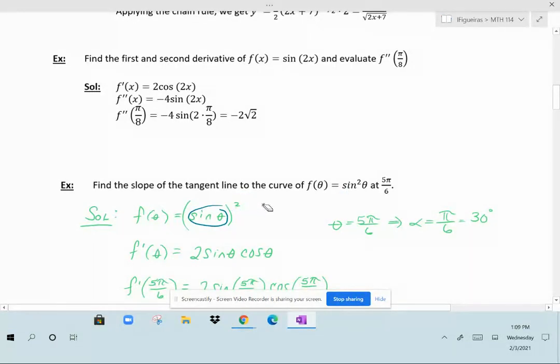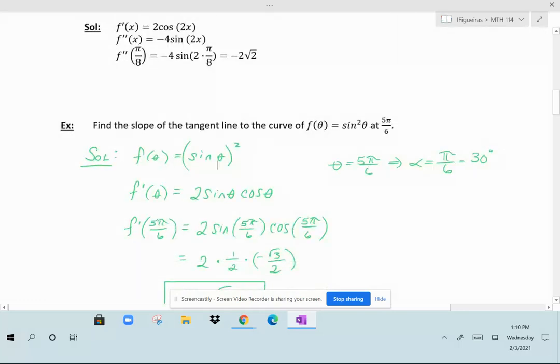So remember, we always start with the outside function first when we're taking the derivative using chain rule. So the derivative, chain rule, would be 2 sine of theta to the first power, so we don't need to write that, times the derivative of sine, which is cosine. So it's 2 sine theta cosine theta.